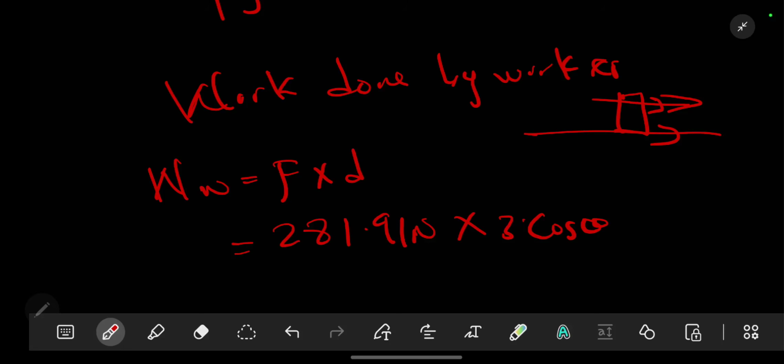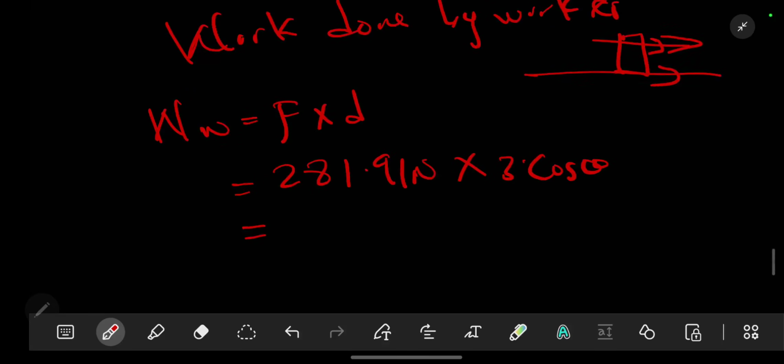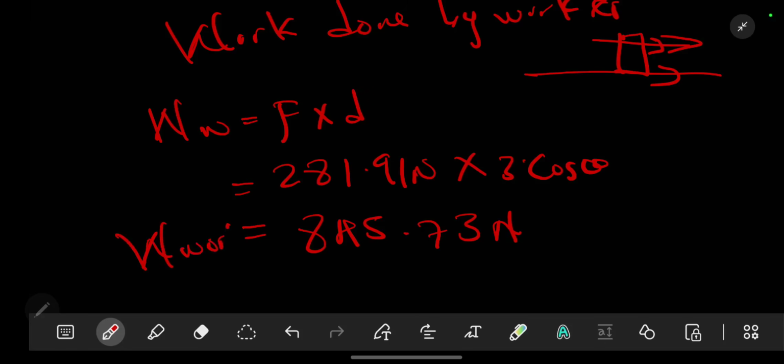So 281.91 times the 3 cosine of 0 degrees will give us a value equivalent to 845.73 newtons. So this is the work done by the worker. It is purely in the x-axis.